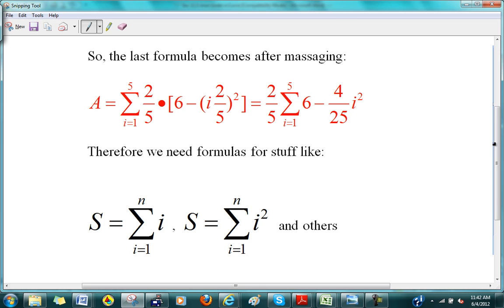So everybody get the transition from here to there. What did I do there? I pulled the 2/5 on the outside because it's a constant. Okay, it's a constant, so I can pull it out of the sigma sign. And then I just squared 2 over 5, which gives me 4 over 25. Okay? You guys with me on that?